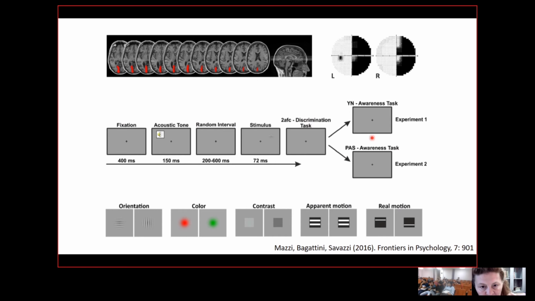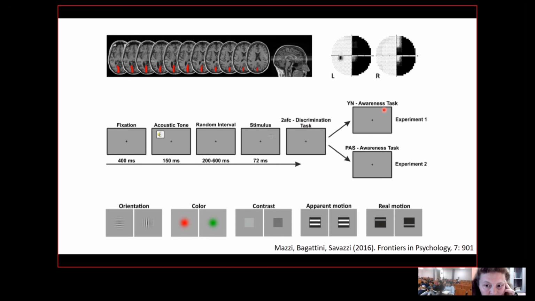So basically, what we tried to do is by asking a patient with, here you see a very small lesion in the primary visual cortex, and this is her visual field, to see whether the way we ask participants to report the content of their consciousness may change the results. So here you have a typical experiment we have in visual thresholds or visual perception. You have a stimulus, and you have to say whether this stimulus has one feature or another. So here you have to discriminate something.